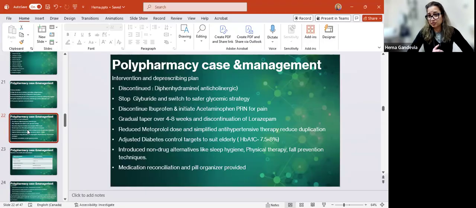And also encourage the patient to have a medication reconciliation with the community pharmacist, and maybe have a pill organizer, just to avoid the patient taking medication incorrectly because of cognitive impairment. She may just take 2 glyburides if she forgets that she's taken one in the morning or not.